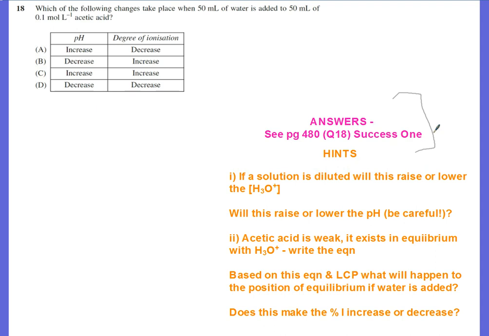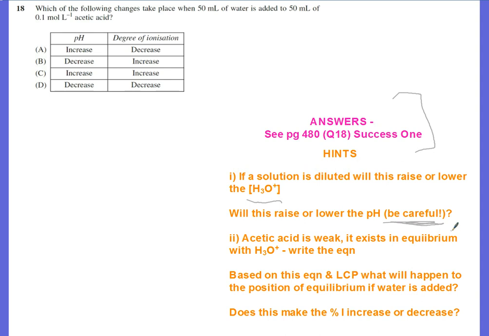If you want to get some hints, and I'm not surprised if you do, this is quite a challenging question because the question's got 2 parts. The first part is talking about the pH. Now, if the solution is diluted, will that raise or lower the hydronium ion concentration? And will that raise or lower the pH? But be careful with that, don't get tricked with that. The second part of the question is what's going to happen to the degree of ionization.